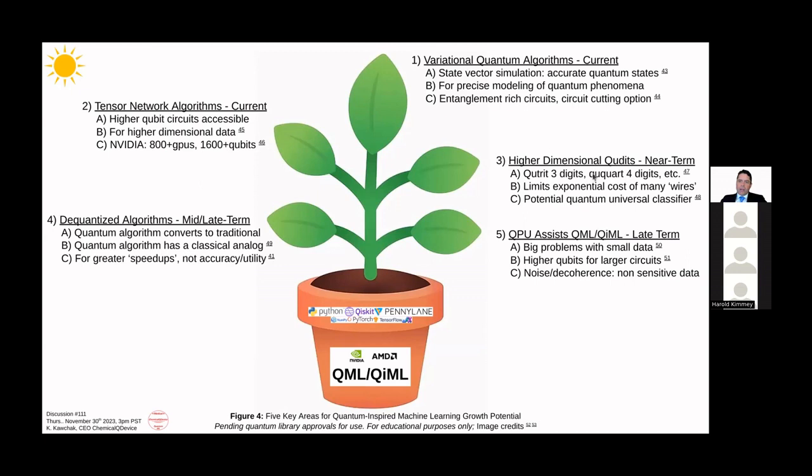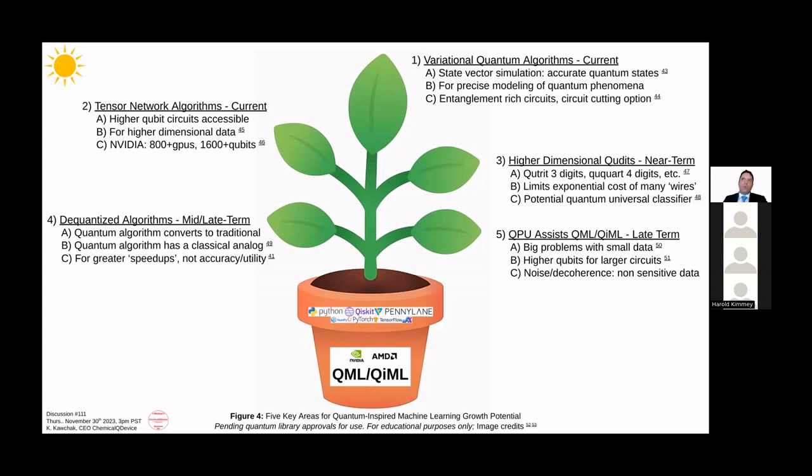Now, number three, higher dimensional qudits. Now, a qubit is effectively, you measure it, it's a quantum bit, and it collapses into a 0 or 1. Now, as you may know, in classical, basically you have bits, and those are zeros and ones. So the whole thing works out well.